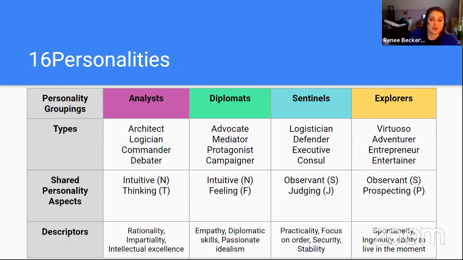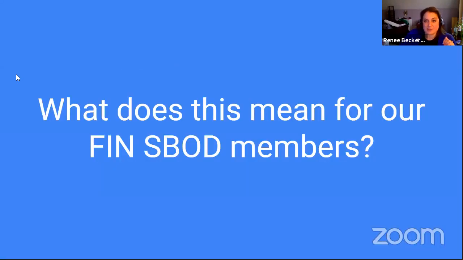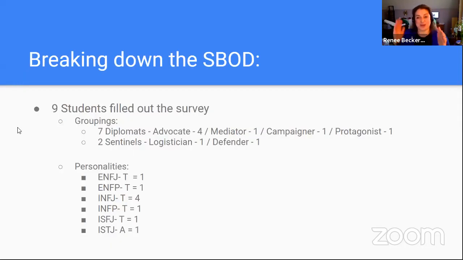You can see in this chart I've broken down the different descriptors of each one. Because we had our student board of directors go through each of these, I gathered all of their data and determined the different types and personalities for a student board of directors. So what does this mean for y'all? Here's what we did. I had 9 students fill this out, and it was kind of funny, we had 2 main groupings: 7 diplomats and 2 sentinels. I broke each one down based on area and then showed you what the personalities were.